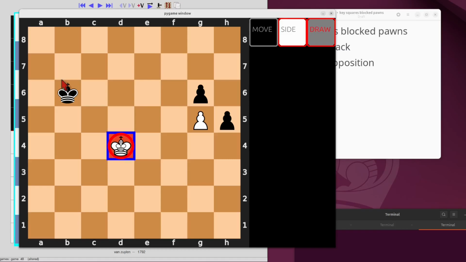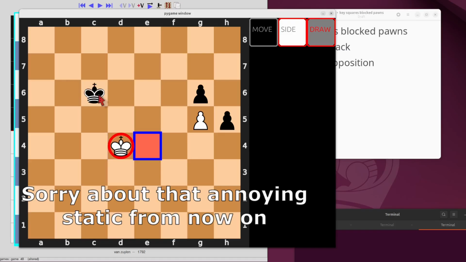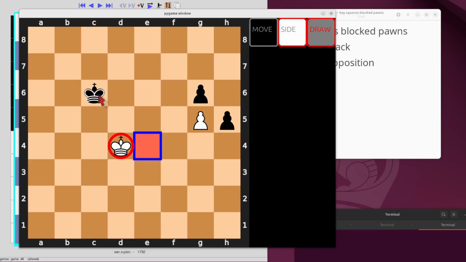Okay, so now we're getting funky stuff. If the black king's on b6, there's only one drawing square, d4. That's pretty interesting. Okay, so here is the starting position. The black king's on c6, and indeed the white king has to move to e4 and take diagonal opposition.